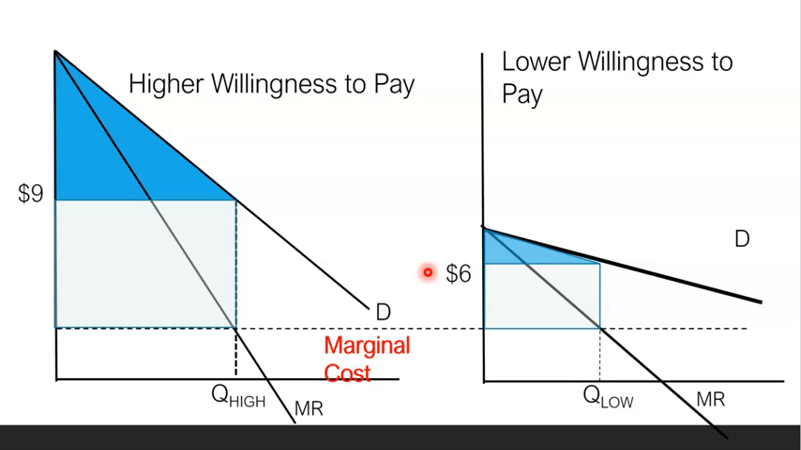It's important, of course, to note that these markets can be kept separate by the seller. So nobody, in other words, can go and buy a ticket for $6 and then offer it to somebody who would otherwise be charged a higher price.